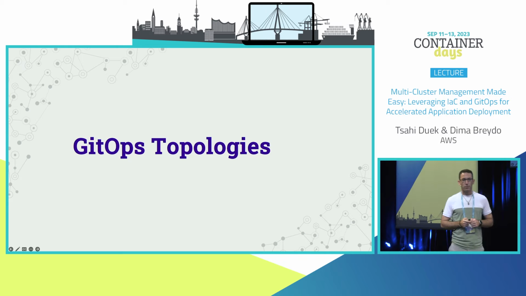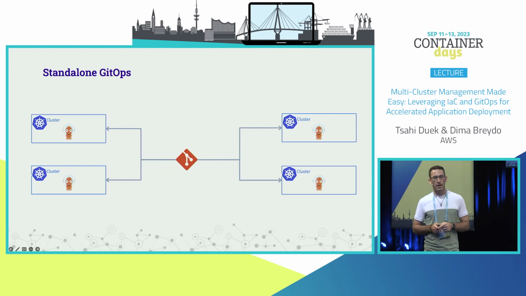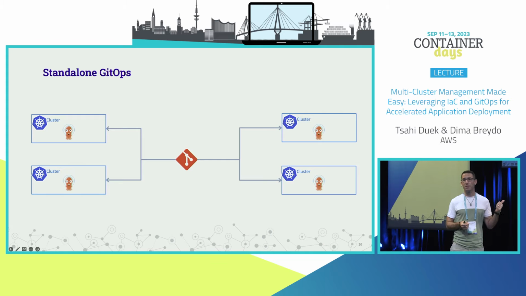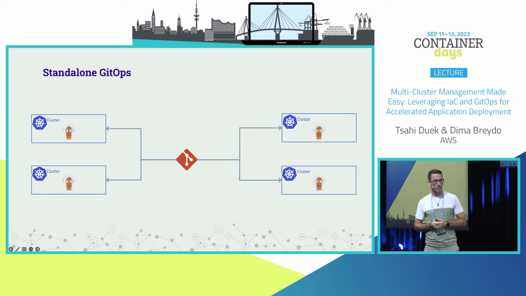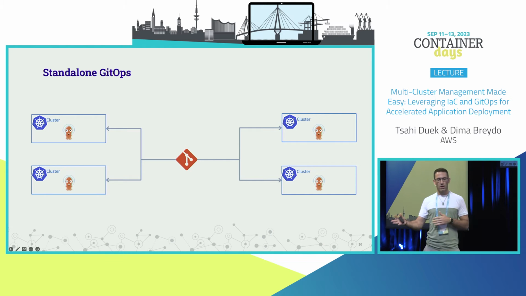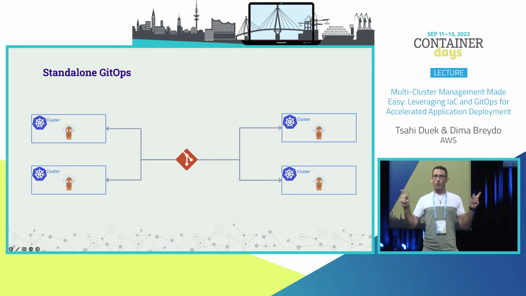Again, before talking about the actual implementation of GitOps, we see out there 3 GitOps topologies. The first one is the simplest one, and this is what you'll see in the demo that Dima will show: standalone GitOps. Standalone GitOps means that each cluster, in this case it's Argo, you can apply it to Flux as well, has a GitOps instance installed into the cluster, and all of those clusters point to a single or multiple Git repositories, it doesn't really matter.